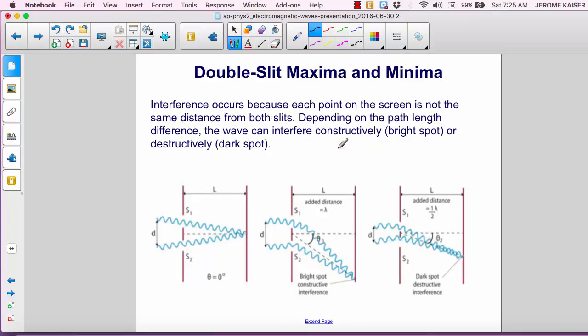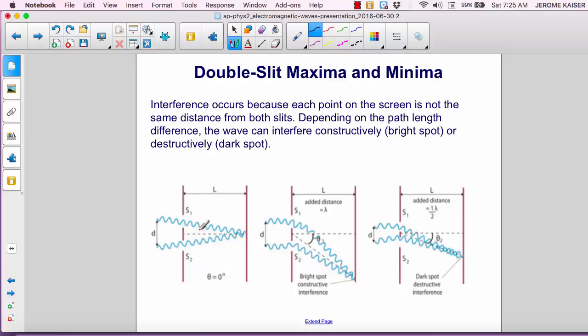Let's try to understand why we see maxima and minima, these bright and dark spots. Interference occurs because each point on the screen is not the same distance from both slits. So depending on the path length difference, the wave can interfere constructively with a bright line or bright spot, or destructively with a dark spot. If we look at the three diagrams below, we can get some initial understanding, qualitative understanding.